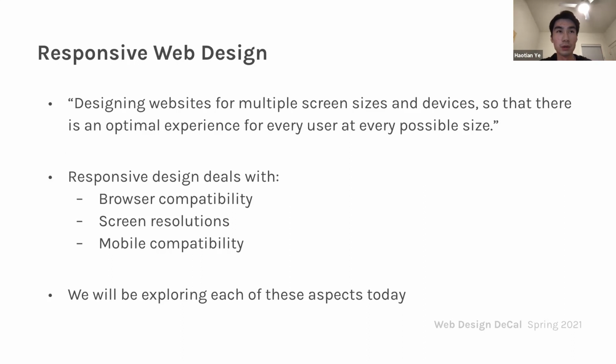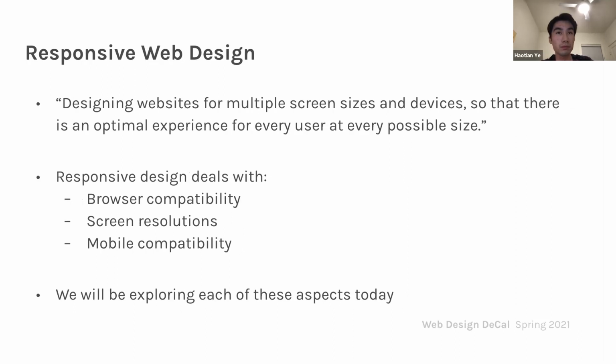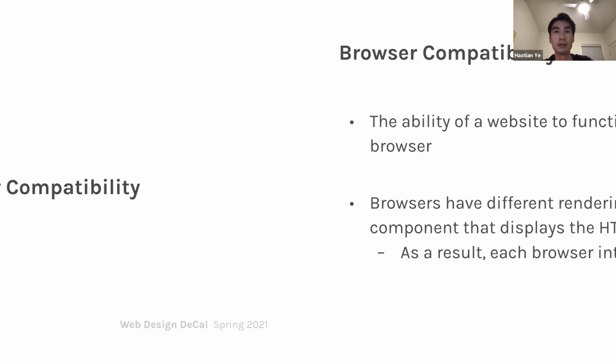complex. So today we'll be talking about 3 different components of responsive design, which include browser compatibility, screen resolutions, and mobile compatibility. And these are all really important and play into responsiveness today. So the first of which is browser compatibility.